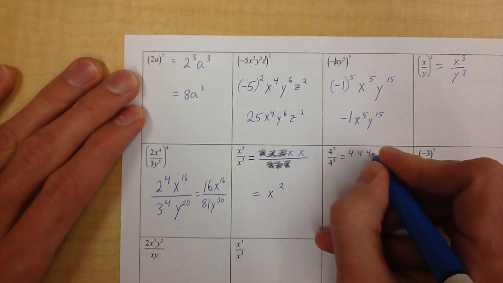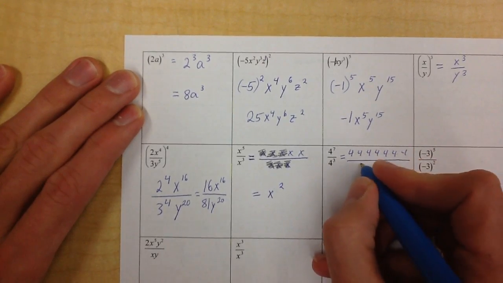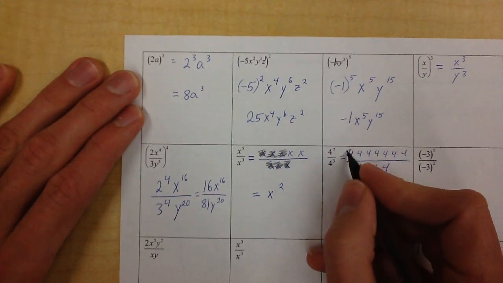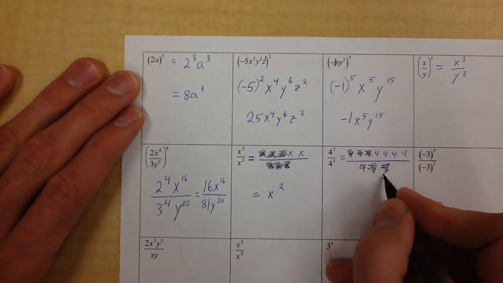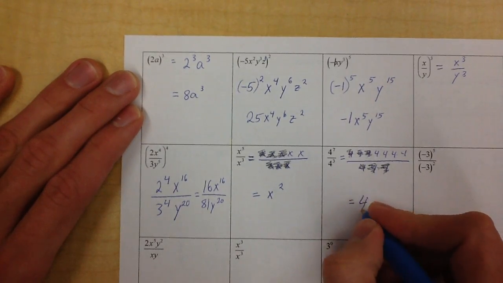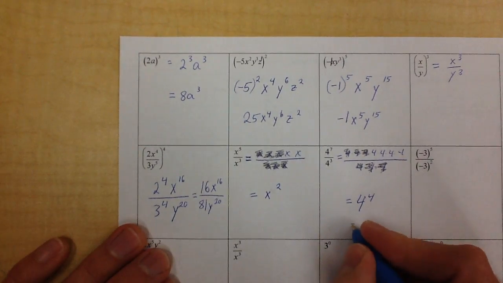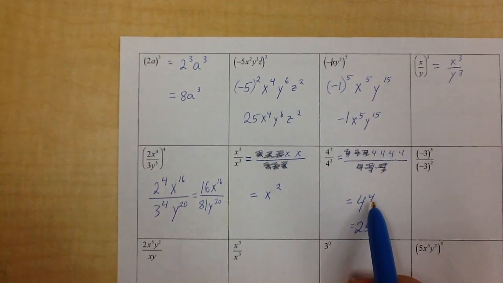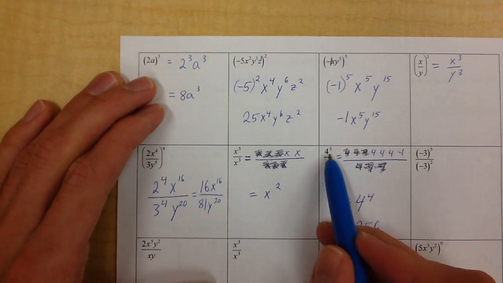4 times 4 times 4 times 4 times 4 times 4 times 4. There's too many 4s. But there are 7 of them on the top and 3 of them on the bottom. And when you do that, you cancel them. You cancel pairs. Cancel those. Cancel those. How many do you have? 4. 4 to the fourth power. Well, we can figure out what that is. 4 to the fourth power is 256. But the real issue here is, where did we get this 4 from? Well, 7 minus 3 gave me 4. So 7 minus 3 gives me 4.